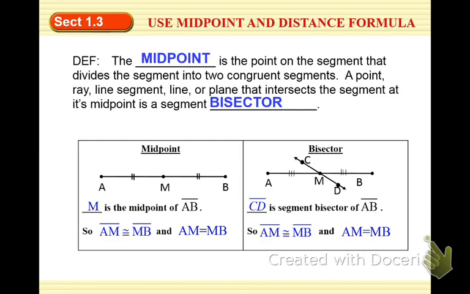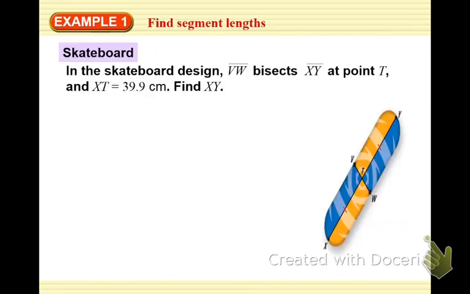My point is segment bisectors do not have to be perpendicular. They don't have to make right angles. They can, but they don't have to. Okay? All they have to do is meet, touch in the middle. Okay? All right.